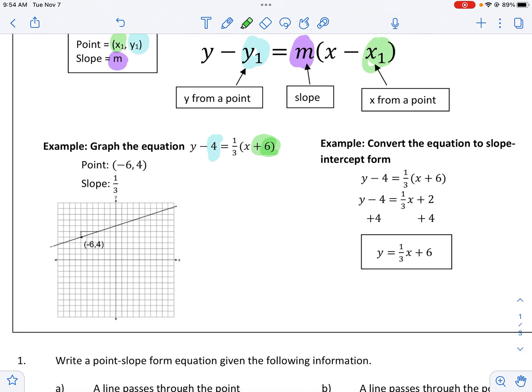Sometimes you have to convert things in point slope form into slope intercept form, in which case you just simply do a normal distributive property and distribute the slope all the way through. Then you would add 4 so that we can get rid of the -4 on that side, and you would end up with just a regular 1/3 x plus 6.